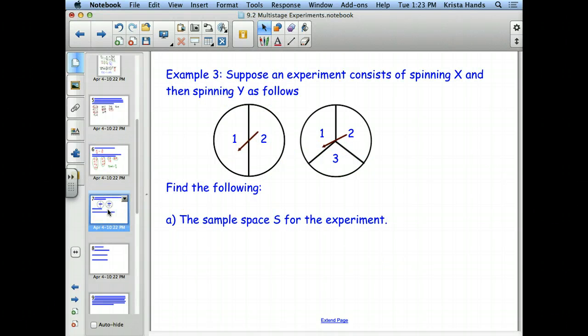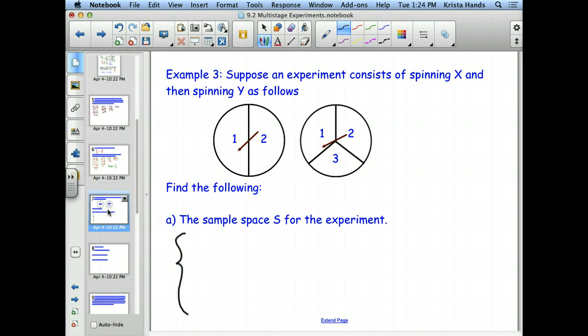Got a spinner problem. We've got 2 spinners actually, and we're going to do an experiment where we spin the first one and then we spin the second one. And what we want to do first is to find the sample space for the experiment. Now, we talked about sample space last time, and we found a couple, but the sample space is going to be listed in curly braces, just a reminder. And it's going to have every possible outcome in it.